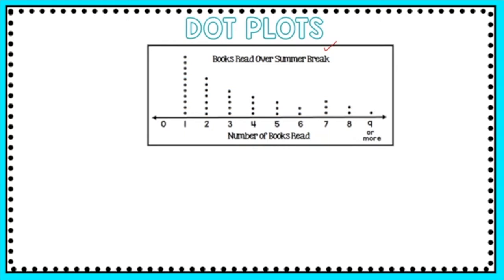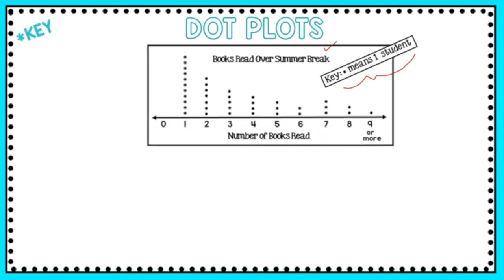And a really important part of dot plots is the key. You have to pay attention to the key. The key is going to give you helpful information so that you're reading the graph correctly. And in this case, I see that the key is telling me that 1 dot means 1 student. So when you look at your dot plots, you need to pay attention to what each dot represents.